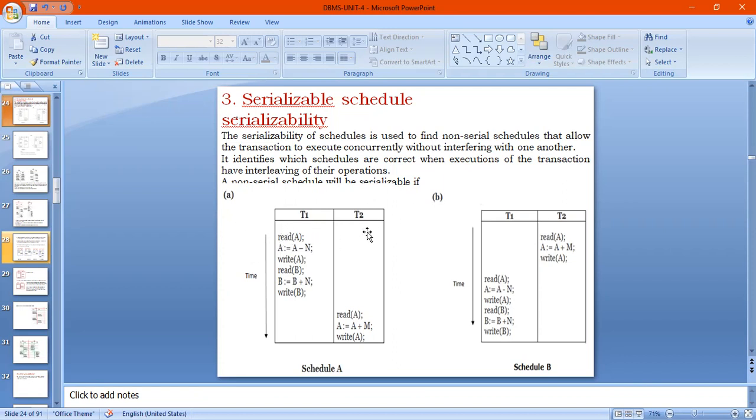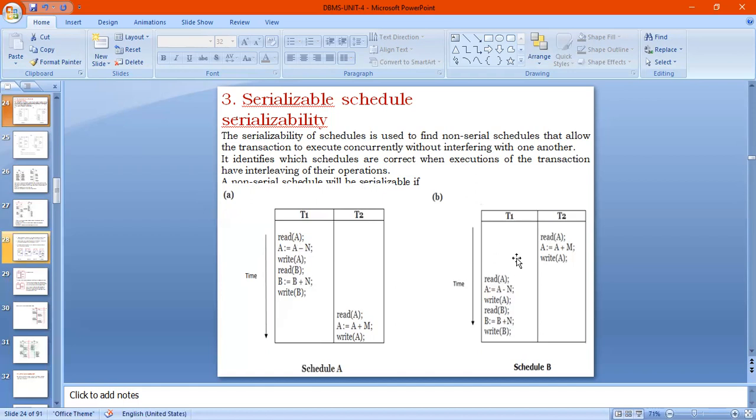Let's see this. Transaction 1 is here, transaction 2 is here. In transaction T1, it takes the time. Here: read A, A equals A minus N, write A, read B, B equals B plus N, write B. In transaction T2: read A, A equals A plus M, write A.